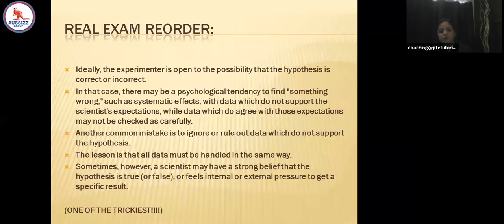"Ideally, the experimenter is open to the possibility that the hypothesis is correct or incorrect." I can feel that this is my opening sentence. I'm keeping this as my opening sentence. "In that case" can never be my opening sentence. Another common mistake: can I make this my first sentence, the opening sentence?